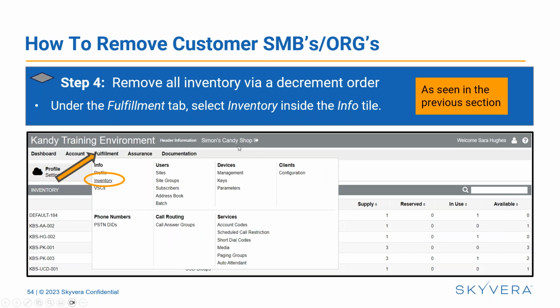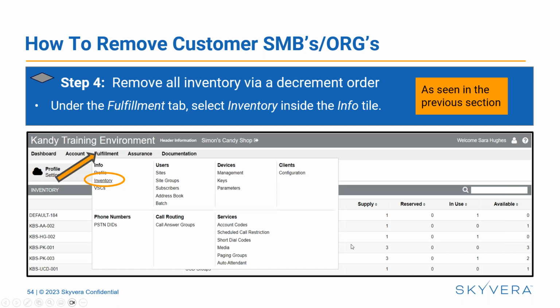Once you've completed that, you should be able to go into your inventory list. And like Sarah said in the previous section, I like to create or just do a screenshot of this page so that I can see what's in supply versus available, make sure that everything is available. Once I've got that screenshot, I then go in and place that decrement order that we just talked about a few slides ago.